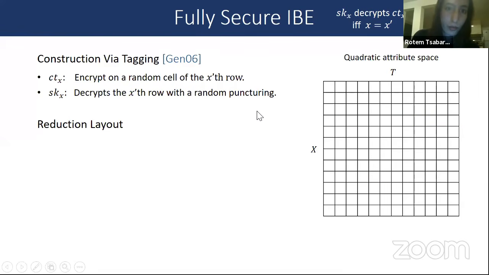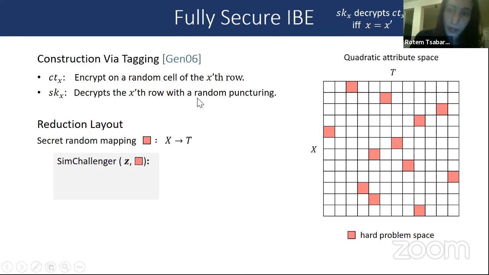So basically, we can think of the attribute space X going to a new attribute space X cross T, x to (x, t). So the question was if we can think of the construction as some abstraction where we get an attribute x and we map it to another attribute space. So yes. Okay, so let's see why it should achieve adaptive security.